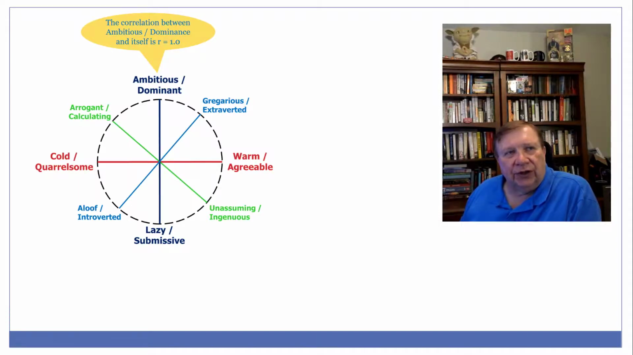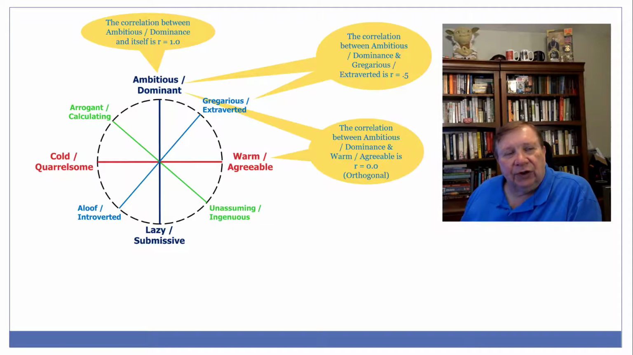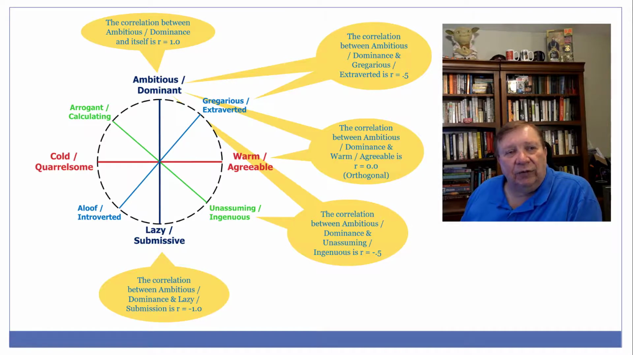So, a trait correlated with itself. Ambitiousness and dominance is kind of our marker to start with. That's correlated 1.0 with itself. If I correlate ambitious dominance with gregariousness and extroversion, I get a 0.5 correlation. If I go to warm and agreeableness correlating with ambitious dominance, I get 0, because remember that's the orthogonal line there. If I continue going around and I get an angle of 135 degrees, I get a negative 0.5 correlation. And down at the bottom here, the correlation between ambitious dominance and lazy submissive, negative 1.0.